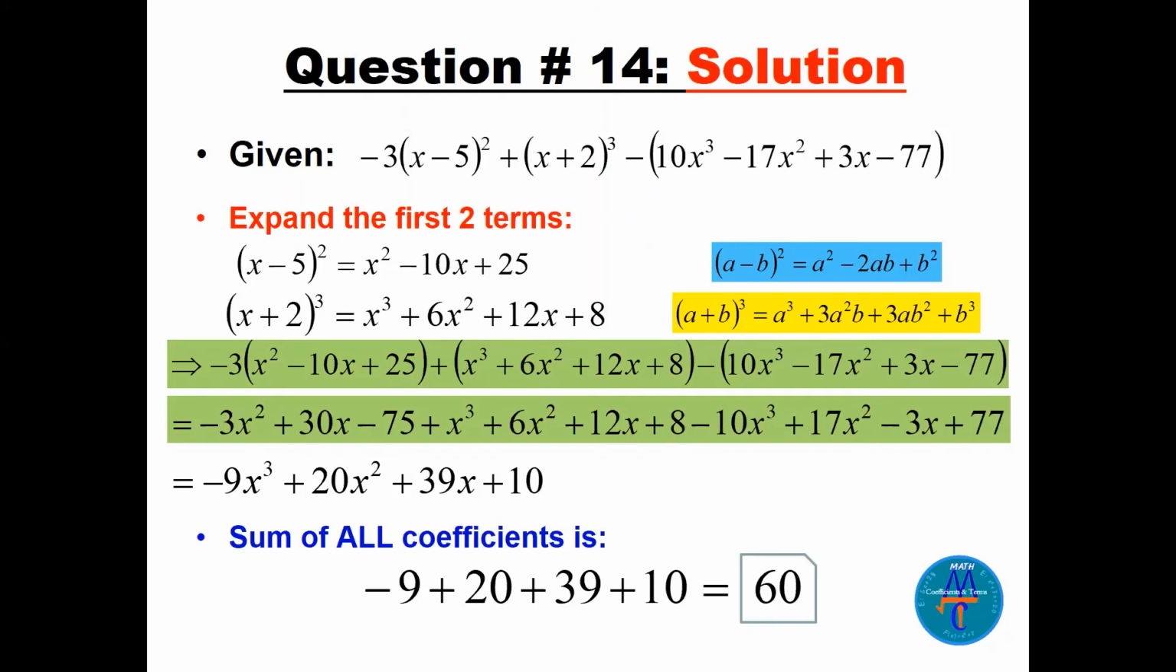Look at these nice colors here. See the squared, x squared minus 10x plus 25, we know the formula. See, I put the formula here for you. The cube, I put all this cube, 3a squared b plus 3ab squared. Okay, and then you add this one, multiply the first one by minus 3. Plus all this, minus the other one. See, you have a minus here, change all the signs. So that's a minus, that's plus, that's minus, that's plus. This is the final answer here. But we need what? Sum of all coefficients. So minus 9, 20, 39 plus 10. When you add, you get 60 is the answer.